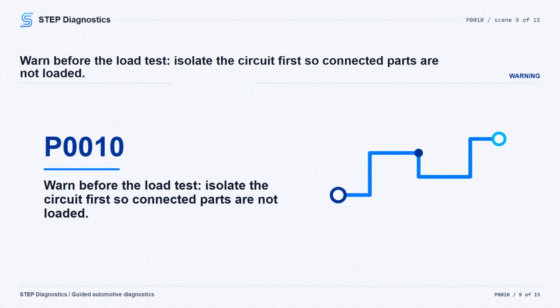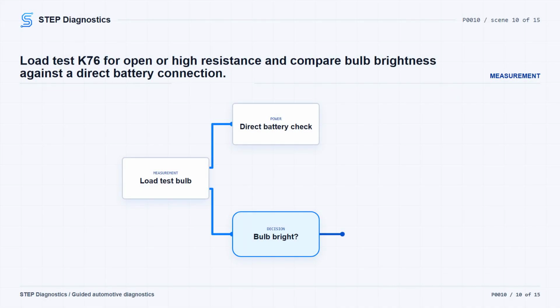Now isolate and load test the VVT intake solenoid 1/1 K76 control circuit for an open or high resistance. Do not load test any circuit while components are still connected to it. A good circuit should light the load test bulb bright, and that brightness should compare closely to a direct connection to battery. If the bulb is not illuminated and bright, repair the K76 control circuit for an open or high resistance. If it passes, move to the ground side.